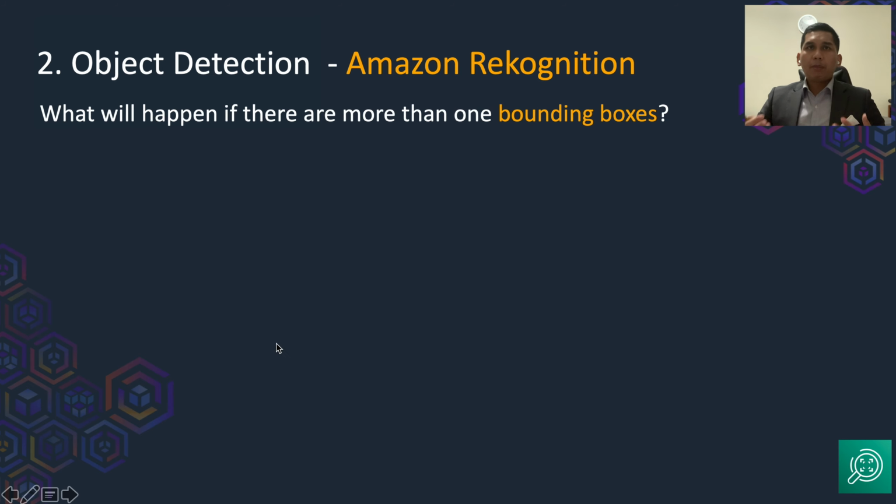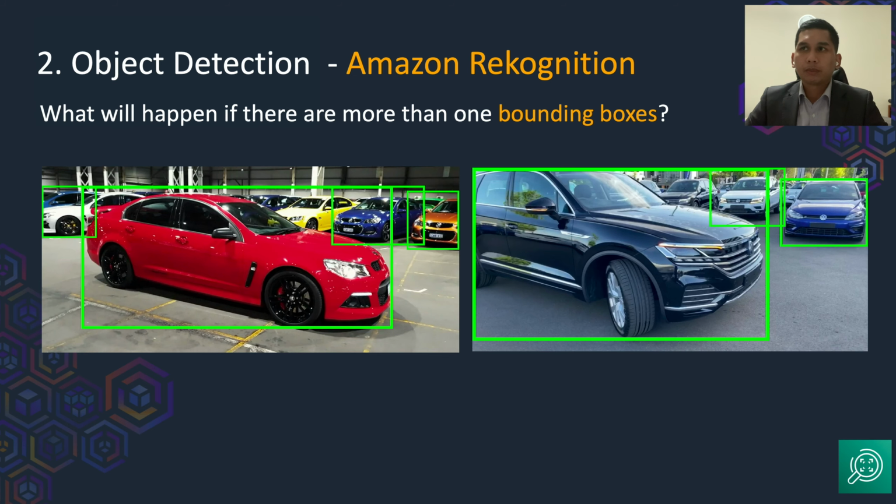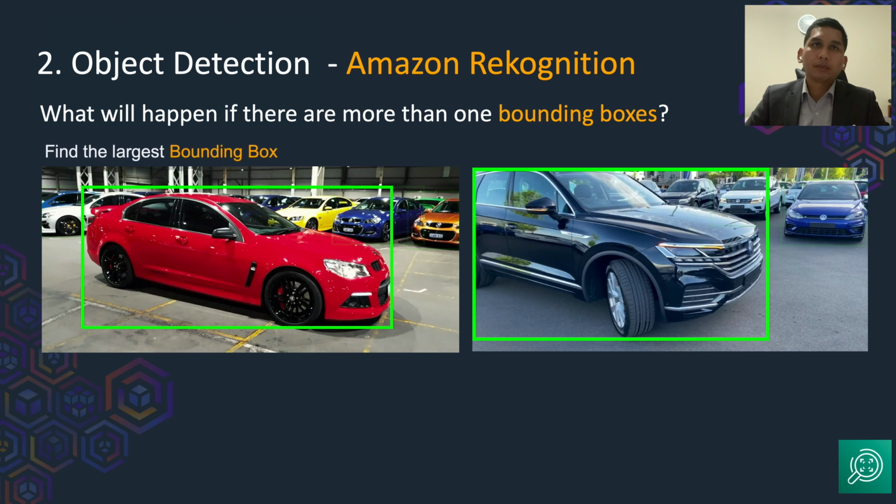However, what will happen if there is more than one bounding box, such as these two examples? It is super simple. If they find 4 cars, for example, like this left-hand side image, we only need to care about the largest car. Why? Because we assume the largest bounding box of the car will be the main focal point of the video. So at the end, we will only have the largest bounding box. This is what we're going to be left with.